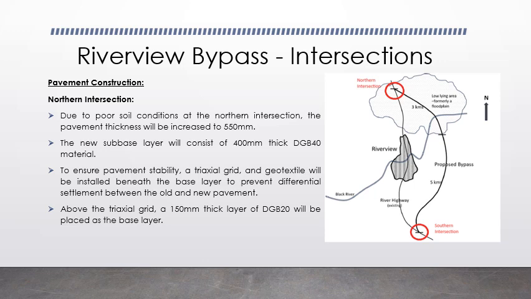Pavement construction for the northern intersection. Due to poor soil condition at the northern intersection, the pavement thickness will be 550 mm. The new subbase layer will consist of 400 thick DGB 40 material. To ensure pavement stability, a triaxial grid and geotextile will be installed beneath the base layer to prevent differential settlement between the old and the new pavement. Above the triaxial grid, a 150 thick layer of DGB 20 will be placed as the base layer.